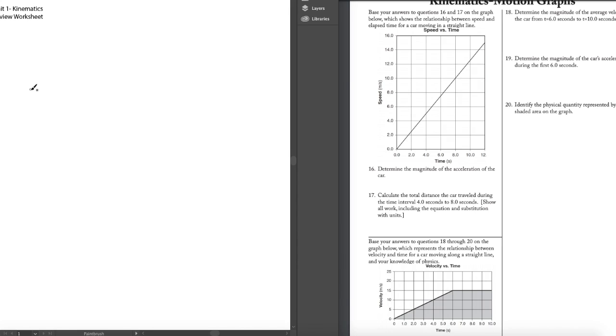Okay, calculate the total distance the car traveled during the time interval 4 seconds to 8 seconds. Equation? Velocity equals distance over time. I hope that's the equation. 8 seconds, they were at... Huh. Okay. This is interesting. Oh. Guys. Guys.